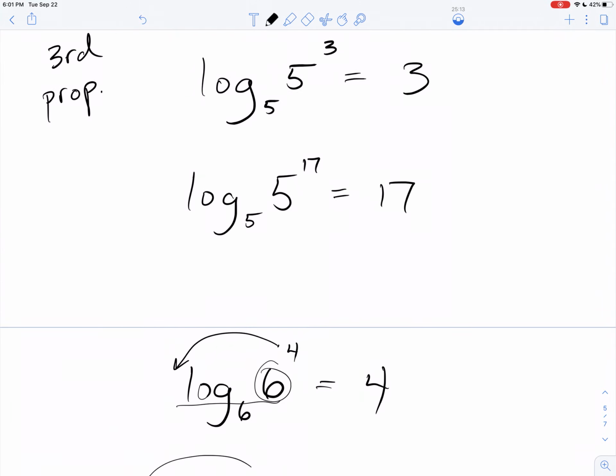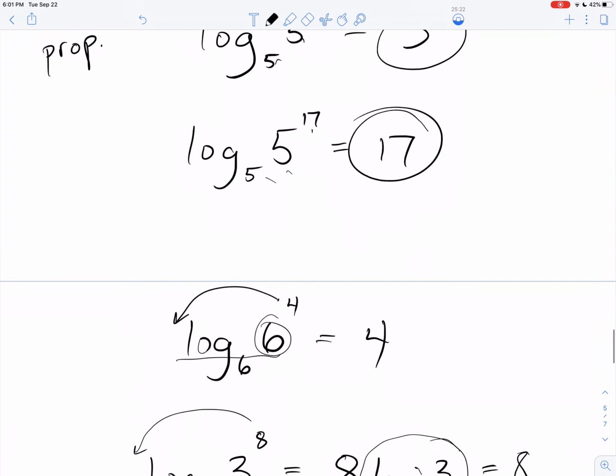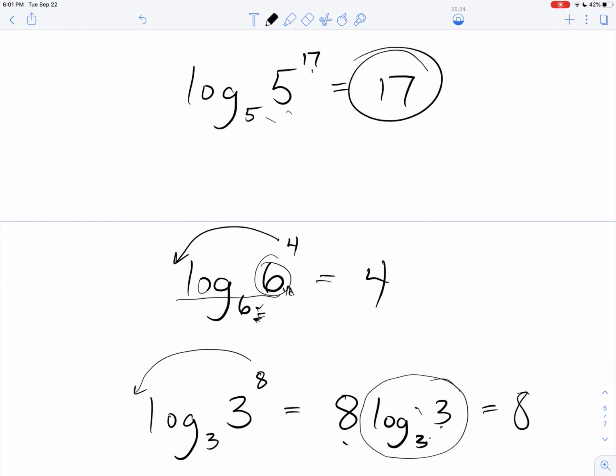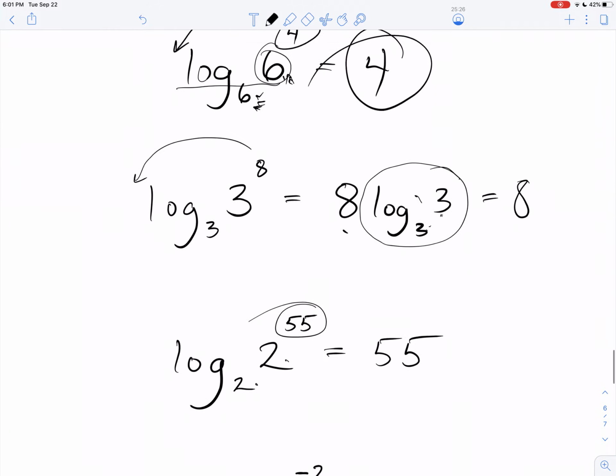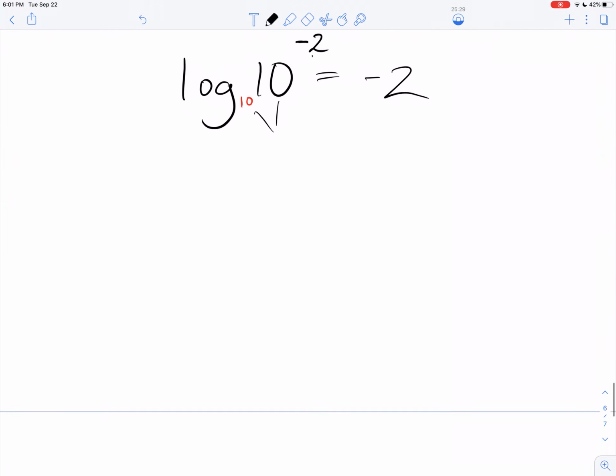Third property is the one that starts to look kind of gnarly. But look, if these guys match and you have a power, that's your answer. Super quick. Now the last one looks the spookiest: 2 to the power of log base 2 of 6. But once you learn a property and recognize it, they're super easy. You don't have to do any extra work.